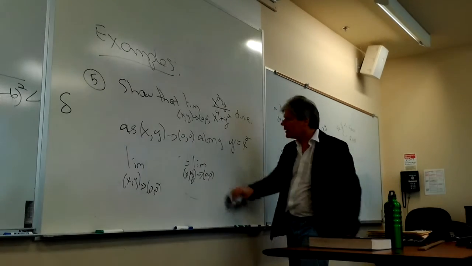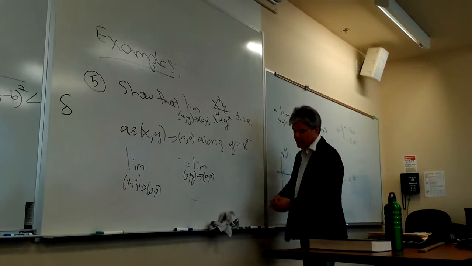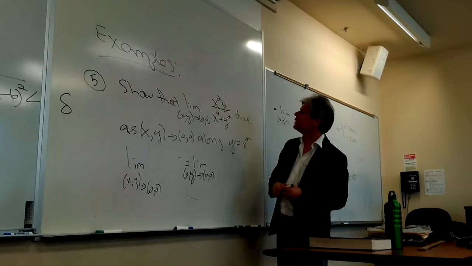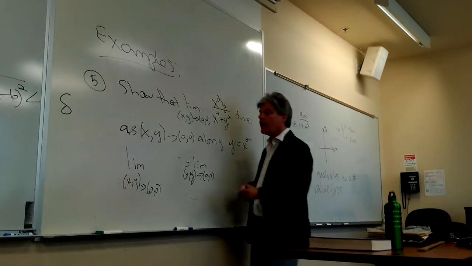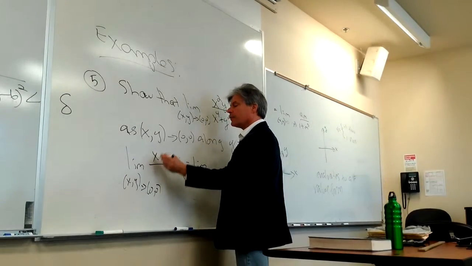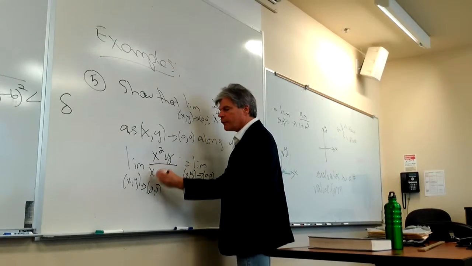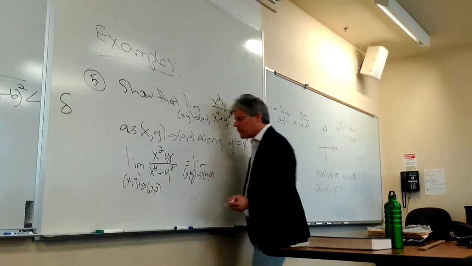So I think, you guys, we should take a peek at this. How about replacing my y with an x squared? I think this limit right here, x squared y over x to the fourth plus y squared, simply becomes this.